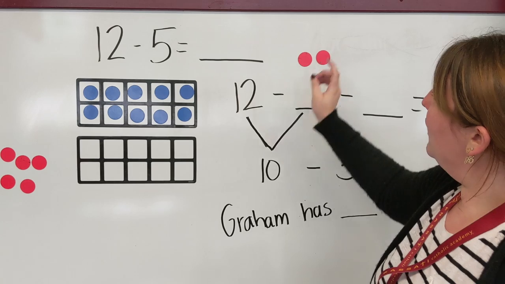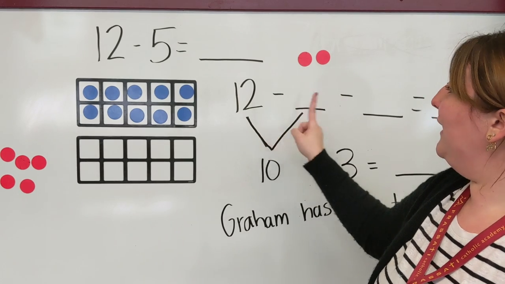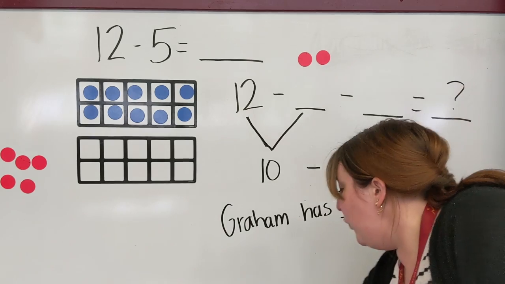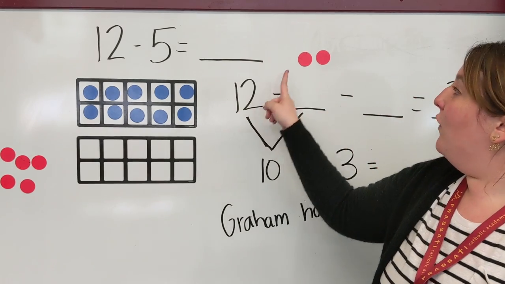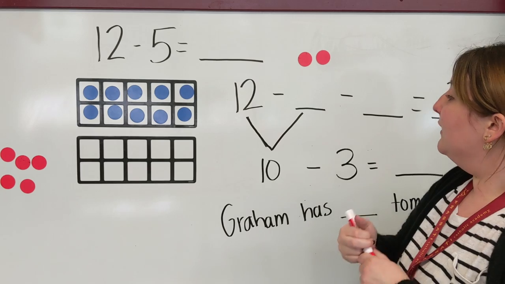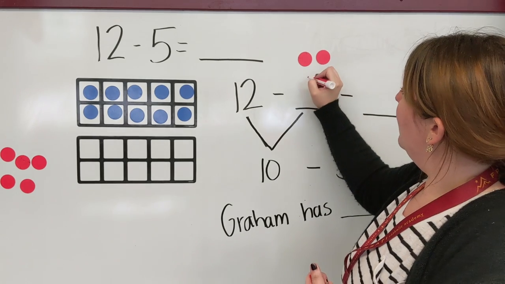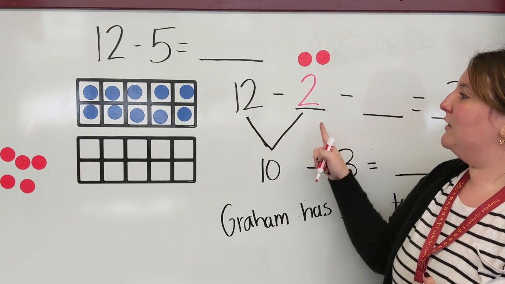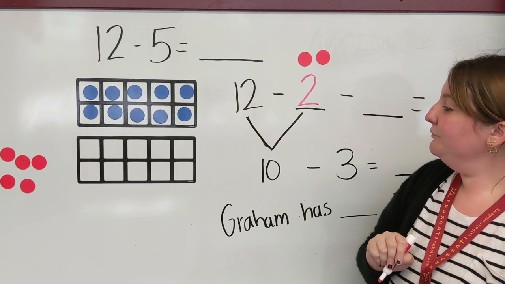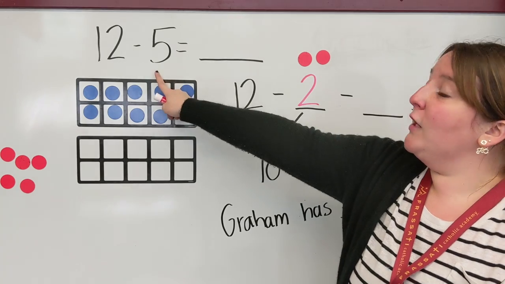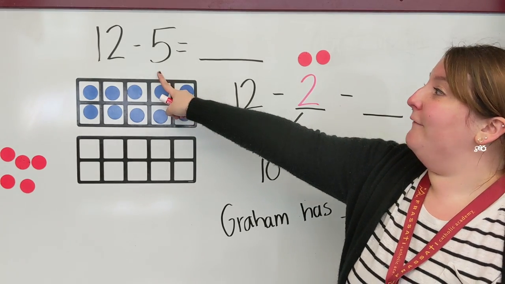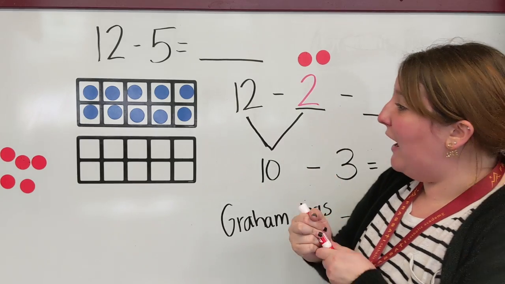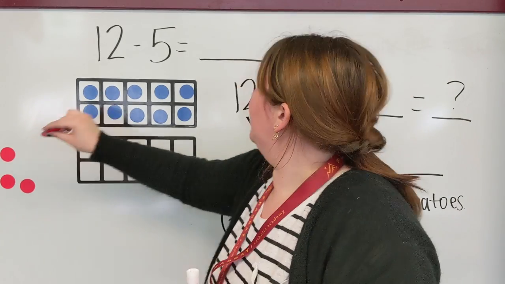So in our book, we have 12 minus what number gives us 10? We know that 12 minus 2 gives us 10. So on the first line, you will write 12 minus 2. Our number up here is 5. So if I take 2 away from 5, let's show that up here.